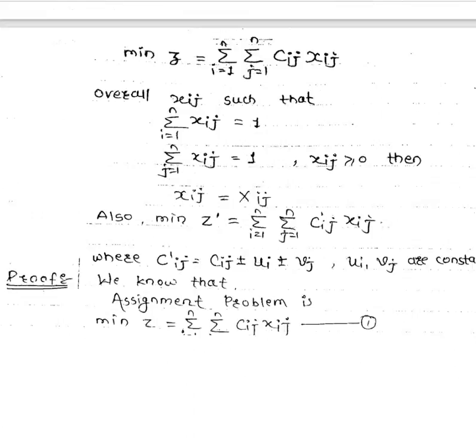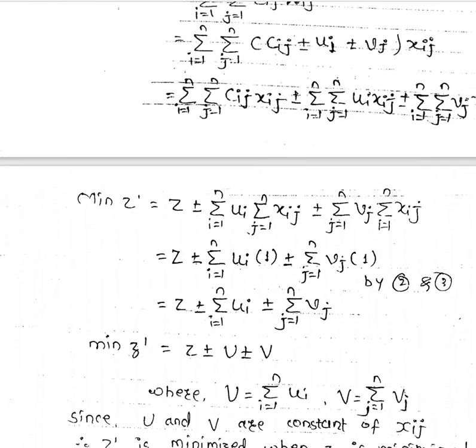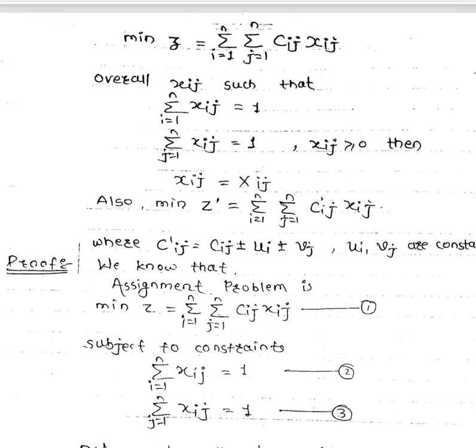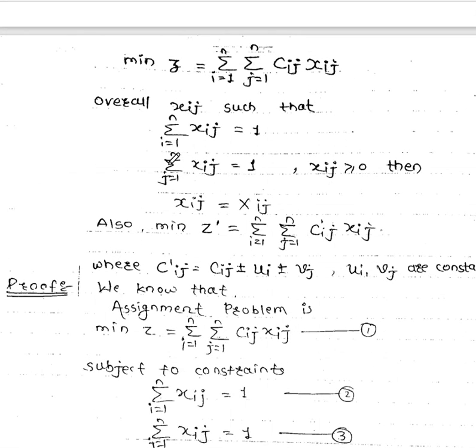Overall, subject to the constraints given as summation i equal to 1 to n Xij equal to 1 and summation j equal to 1 to n Xij equal to 1, and non-negativity restrictions Xij greater than or equal to 0. Then we have to prove that xij equal to capital Xij.